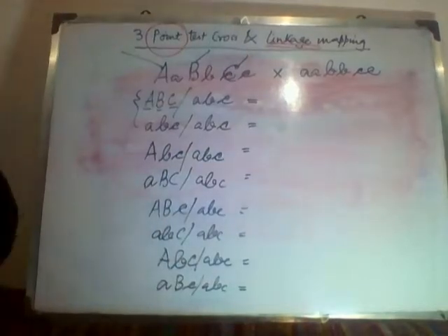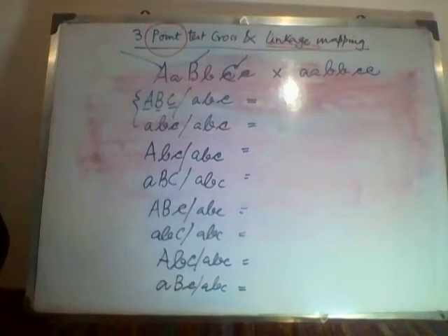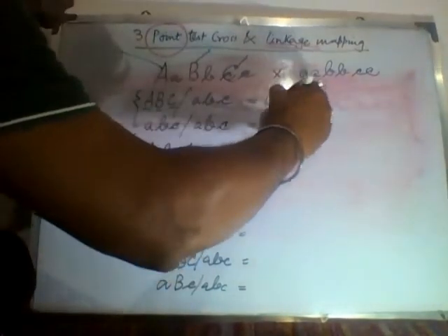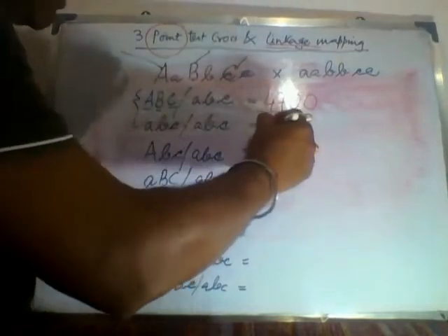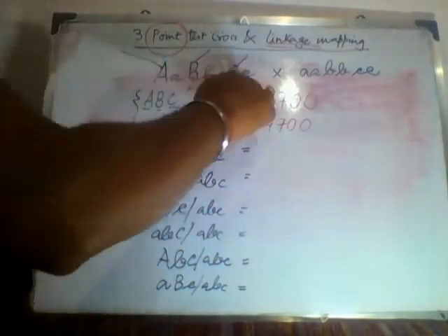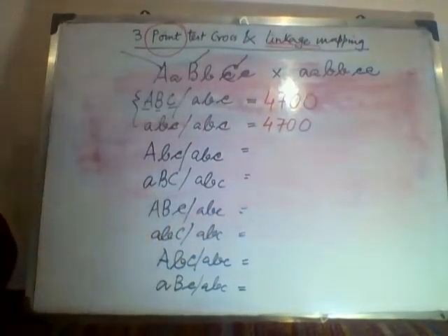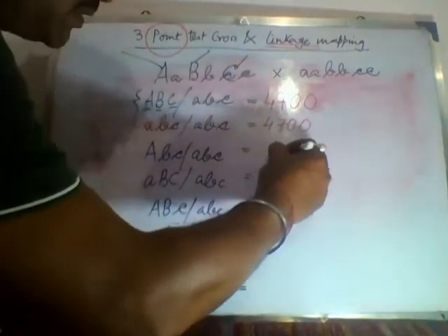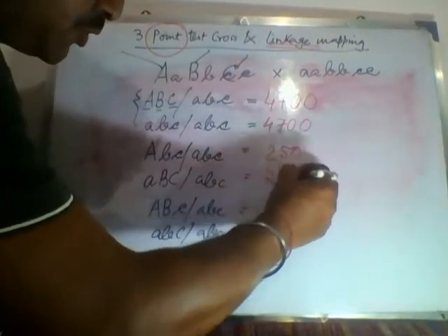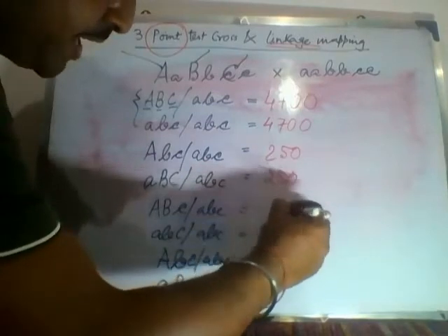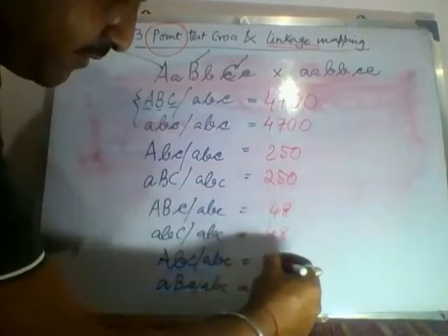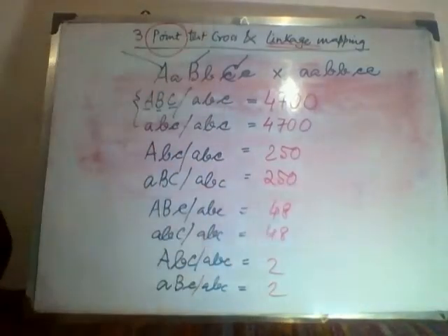So let me give some numbers for all these classes, from where we can guess which is the parental type and which is the double crossing over type. Let me give the number that out of 10,000 plants, you have got 4,700 plus 4,700 of this type. You have got some 250 plants of this genotype in each. You have got some 48 plants in each category and you have got 2. So this is the numerical data that will be presented to you.